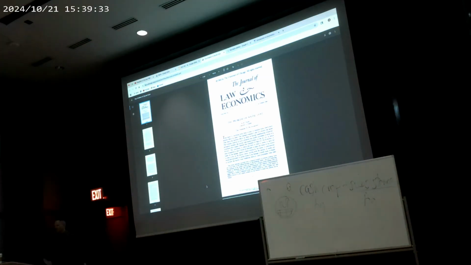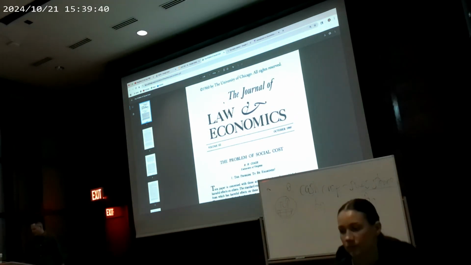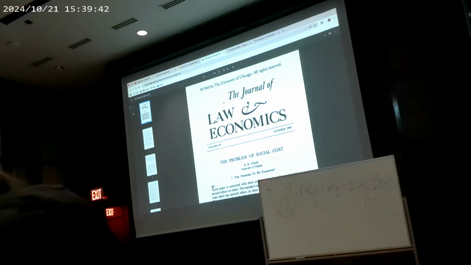I thought we would look at this original paper a bit. It was in the Journal of Law and Economics. It's called The Problem of Social Cost, right? It's something we've talked about. And you can see how he starts it out here.